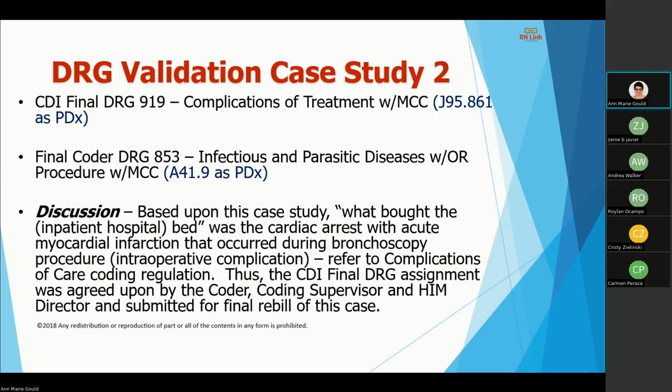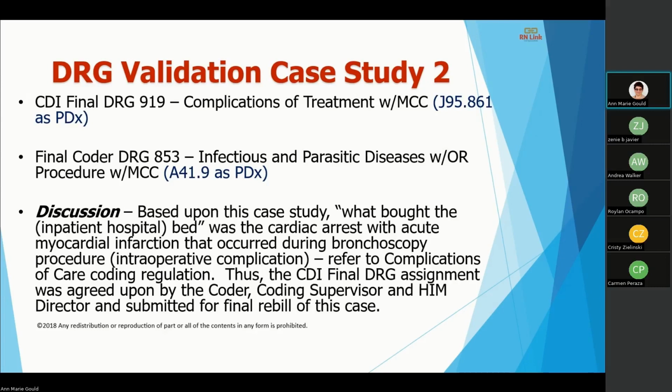So then the discussion, based upon the case study: what bought the inpatient bed was the cardiac arrest with acute MI that occurred during the bronchoscopy procedure. Okay, intra-op complication. And then you refer to complications of care coding regulations. Thus, the CDI final DRG assignment was agreed upon by the coder, coding supervisor, and HIM director on this case.